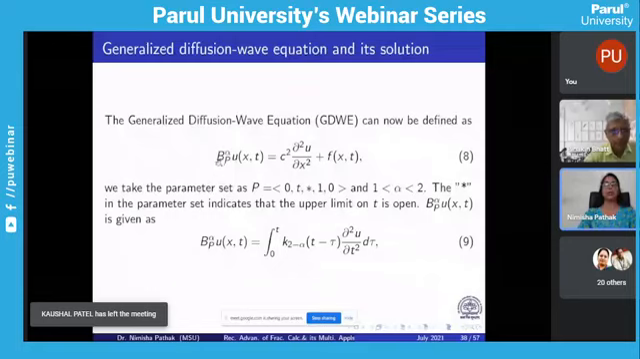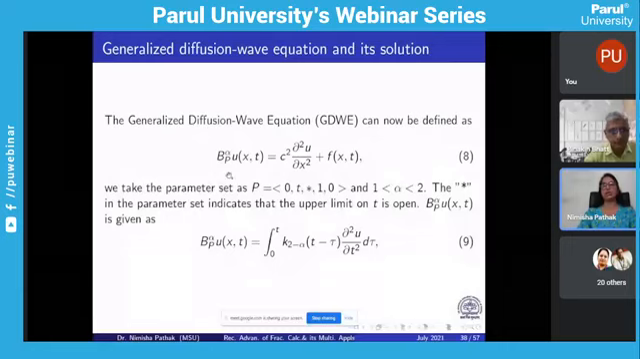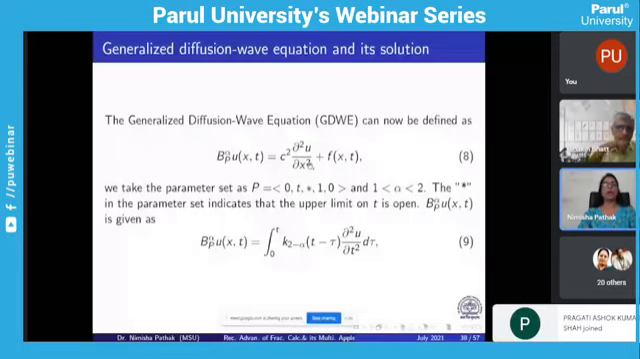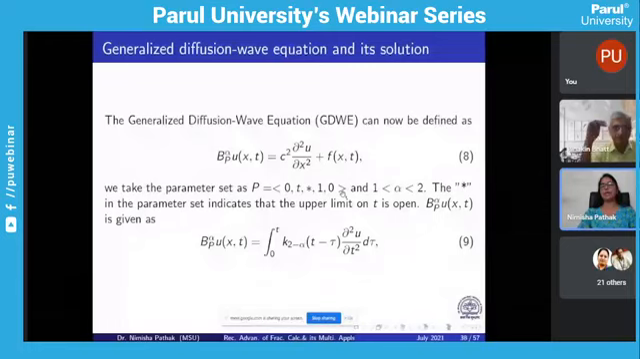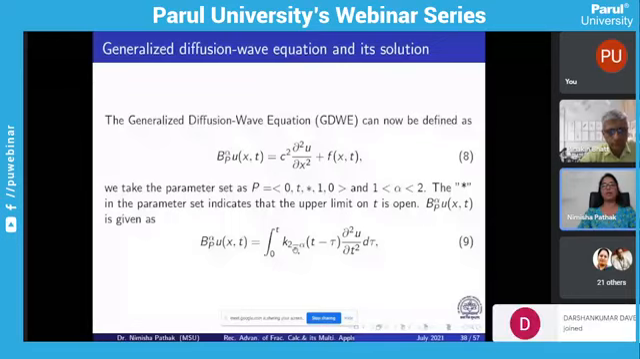These are the ABK operators, they are fractional operators. So this is the generalized diffusion wave equation. We considered it in one of the papers. We take the parameter set like this, that is P is the set containing this one, and alpha lies between 1 and 2. And this is the definition of the operator, in which this is a kernel, and that kernel is what we took for this particular problem.